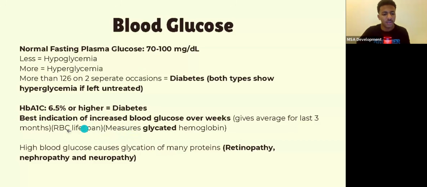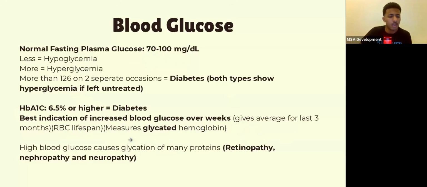Now, the best indication of increased blood glucose over weeks is HbA1c because it gives an average for the last 3 months. Normal fasting plasma glucose doesn't give an average, it gives your current status. But HbA1c basically snitches on you. It tells the doctor what's been happening the past 3 months because this is the RBC lifespan and HbA1c measures glycated hemoglobin. Okay?